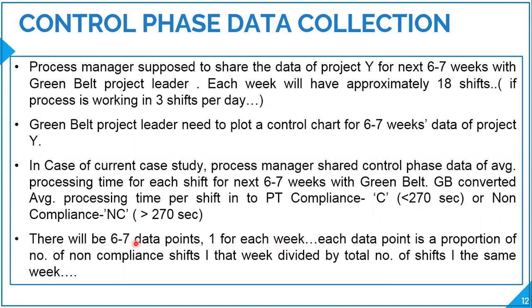Why 6 to 7 data points? Because we asked for 6 to 7 weeks of data, and for each week there will be 1 point. Each data point is a proportion of the number of non-compliance shifts in that week divided by the total number of shifts in the same week. So that's how we're going to collect the data for the control phase. So let's go to the next slide, please.